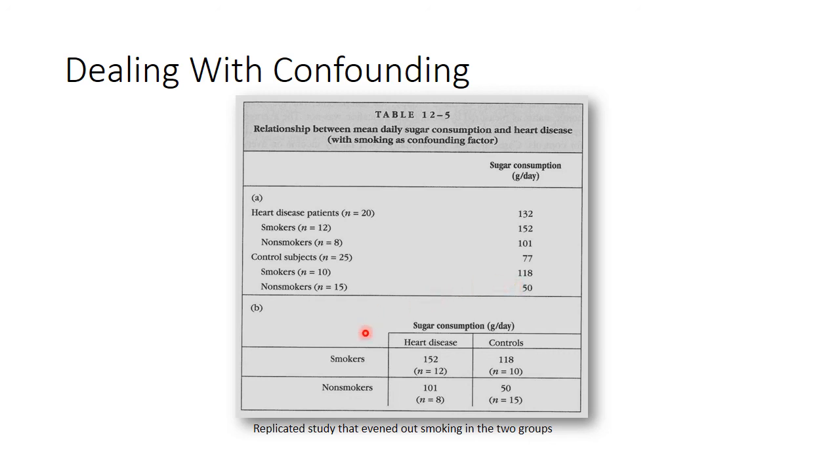So you can actually control for the smoking to determine specifically what effect sugar consumption has on the incidence of heart disease between these two groups, both in smokers and in the non-smokers here.